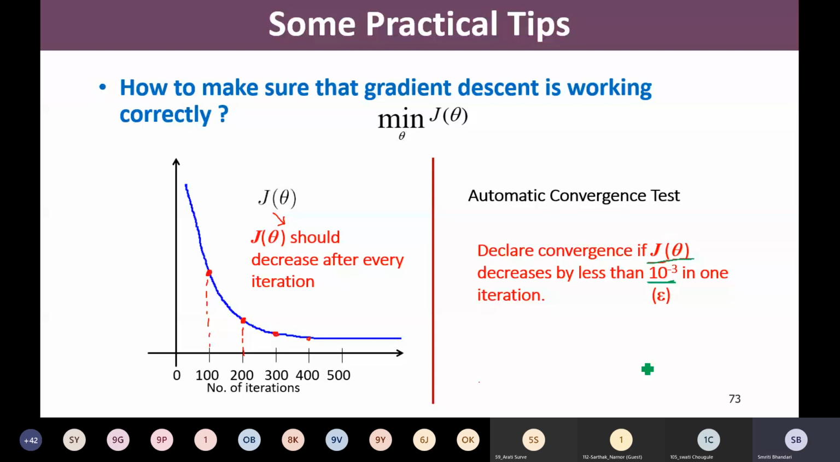Okay, and that is why I make sure that my gradient descent is working correctly. This is the point of convergence, and that is how we need to stop iterating, because we have reached our global minimum, right? So this is another test, the automatic convergence test, and practically whenever we implement, we may follow this test also.